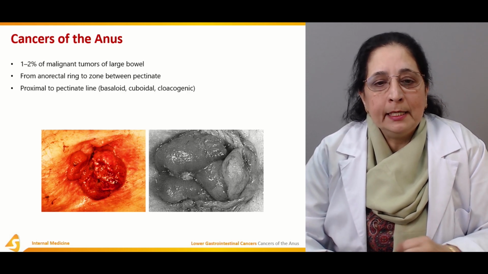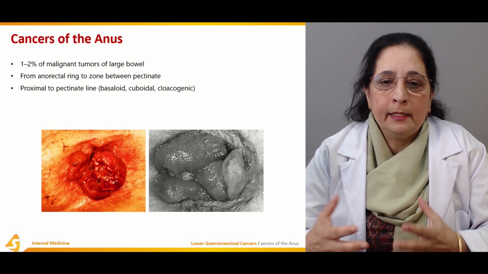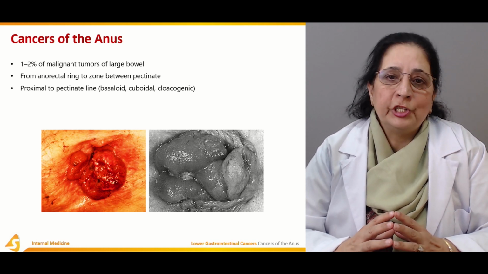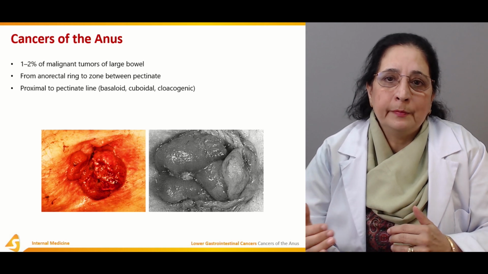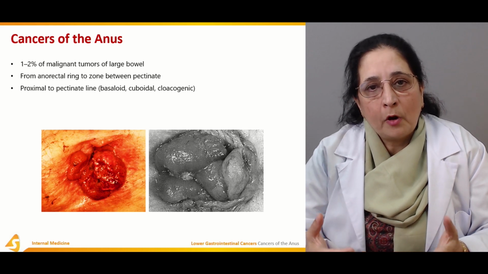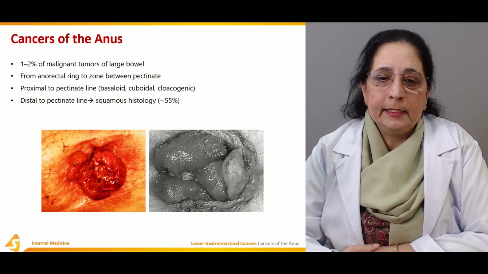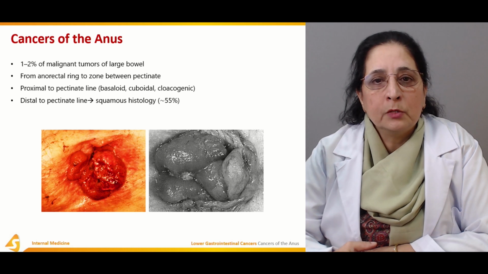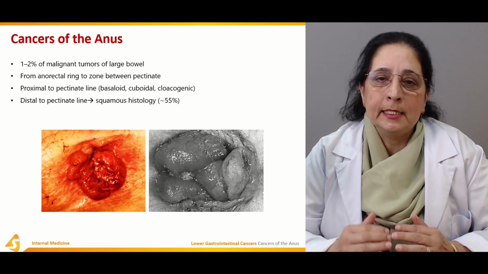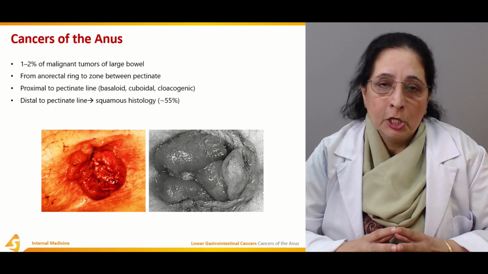The tumors which are proximal to the pectinate line, they are basaloid, cuboidal, and cloacogenic. So these are the three types mainly associated with the tumors which are on the proximal side of the pectinate line. And then distal to the pectinate line, we have the tumors which are squamous in type, and mainly the rectal tumor are distal to the pectinate line, and they are about 55%.